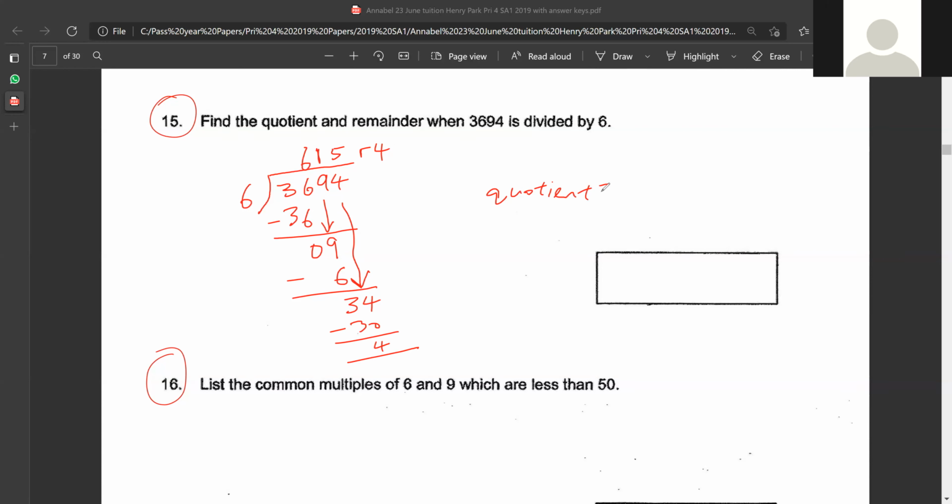Now you understand what I mean by quotient, no? Yes. And remainder. So you write like that. Okay. Or you write 615 R4. Also can. R stands for remainder. Or you can spell out remainder. Okay.